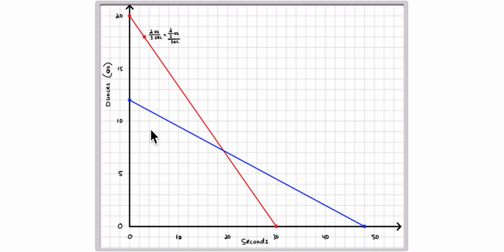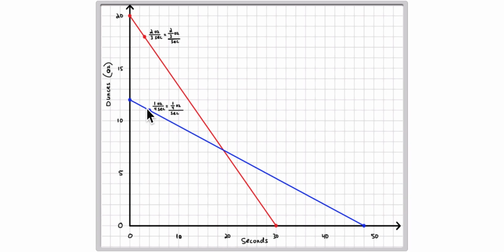So Lynn starts out at 12 ounces, and she drinks all of her milkshake in 48 seconds. So when there's 0 time, she has 12 ounces. When all that milkshake is drunk by Lynn, it will have taken her 48 seconds. So she has 0 volume at 48 seconds. So this is her graph.